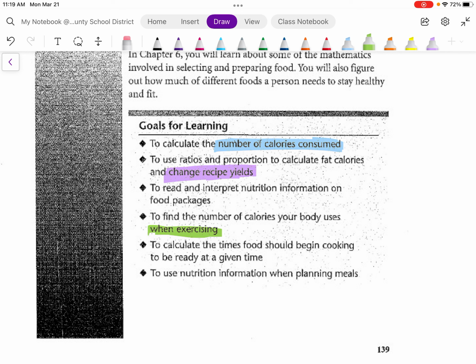Calculate the times food should be cooking to be ready at a given time. So let's say you have guests coming at 5 p.m. and something takes 2 hours and 30 minutes to cook, like when you should start preparing that. And then use nutrition information when planning meals.